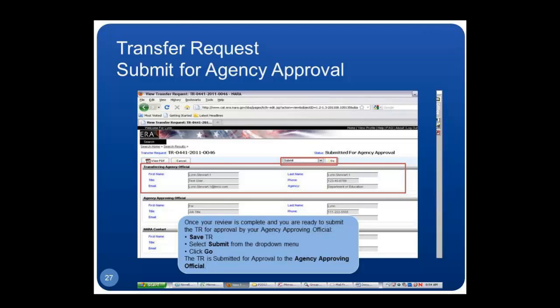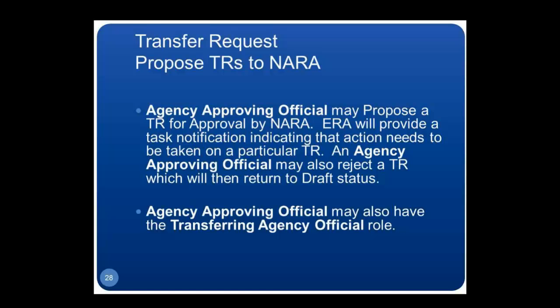So this is the process for the first submit, and it's an internal submit to your agency, and this submits the form to the agency approving official. The agency approving official may propose the transfer request for approval by the National Archives. I will describe that process momentarily. The ERA will provide a task notification indicating that action needs to be taken on a particular transfer request, and an agency approving official may also reject a transfer request, which will then return to draft status.